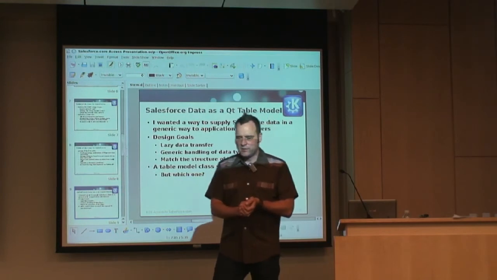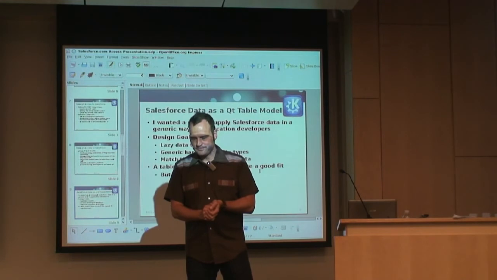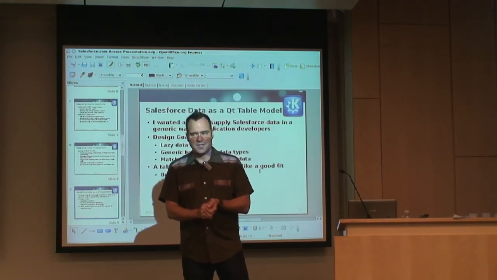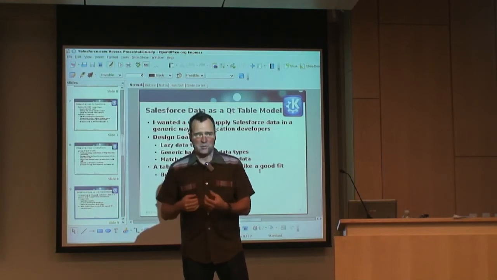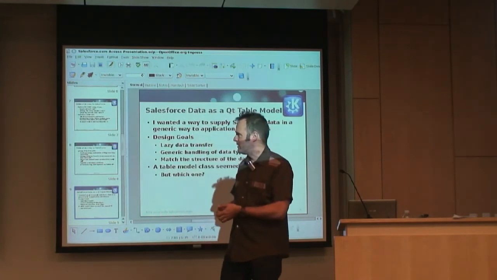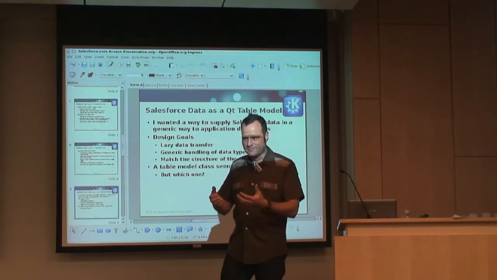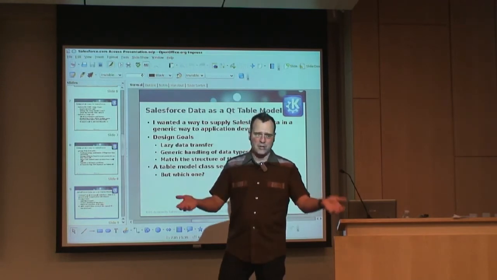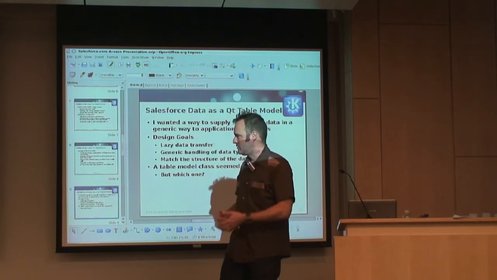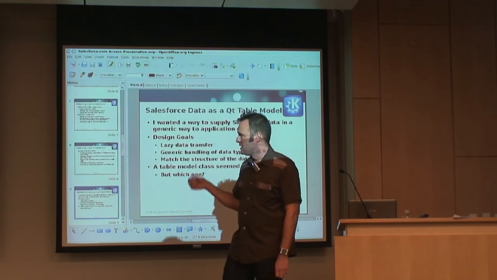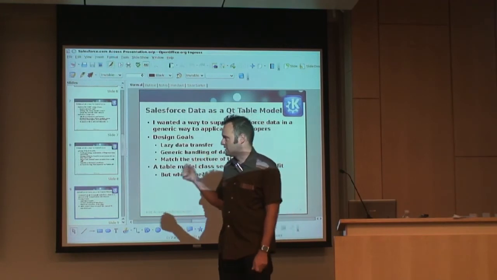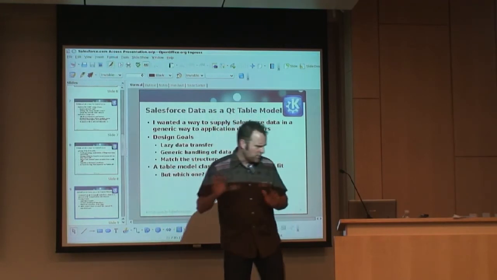I wanted something that would allow me to understand data types. I wouldn't actually know at compile time what the types of the data being stored might be, or the types of the data I might be called upon to access. So I wanted something that had this sort of runtime type thing, like QVariant, you know. Basically, that's what seemed like the right mapping. And also, it would match the structure of the data. So the table model seemed like the right fit. But which one?